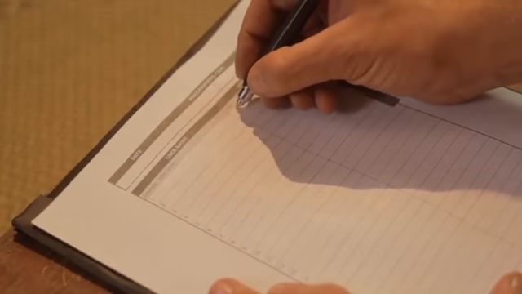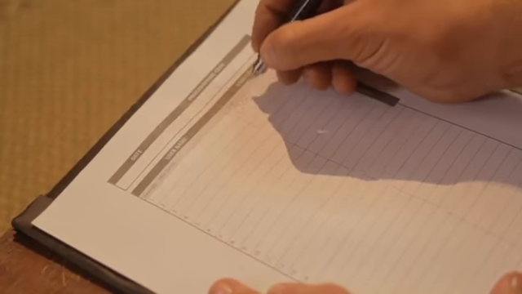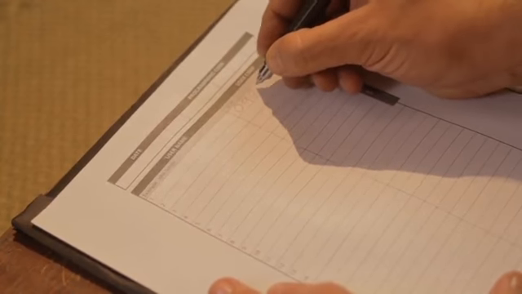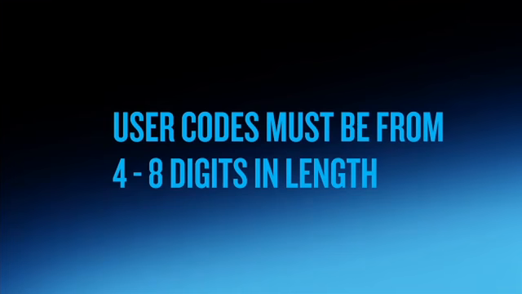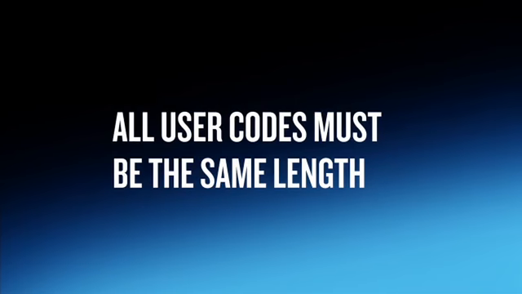Decide what length you want the user codes for the lock to be. Record your user codes on the back of your user guide and save for future reference. You can set user codes to be from 4 to 8 digits in length. The default length is 4 digits. All user codes must be the same length.